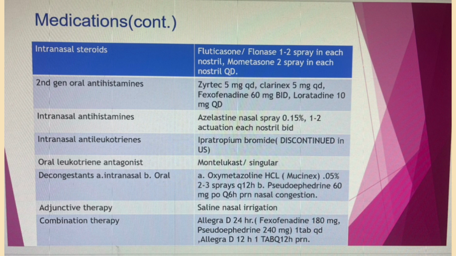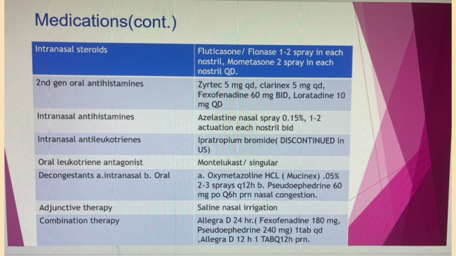each nostril BID. Next one is intranasal anticholinergic agents, which help only in one symptom, as you remember in the table, rhinorrhea. The popular one is ipratropium. It's discontinued in the US.